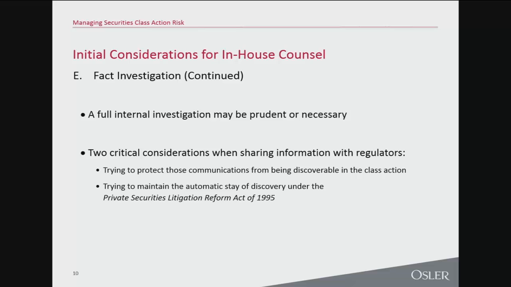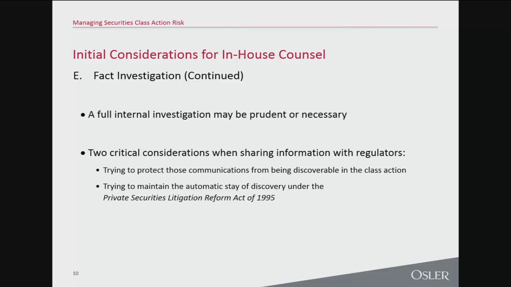I think it's fairly well documented that when you have a securities class action that follows a regulatory settlement, that securities class action becomes much more difficult and much more expensive to settle, simply because you have admitted conduct that the plaintiffs can now wave in front of the court or in front of a jury.